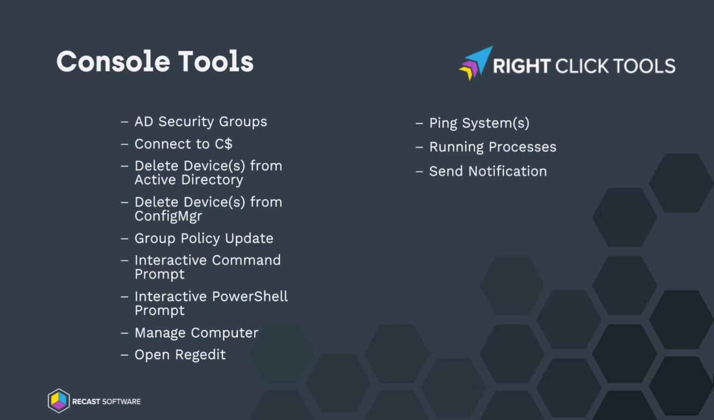Up next is the Send Notification tool. This sends custom notifications to selected devices. Up next is the System Information tool. This displays information about the operating system, hardware, applications, Windows updates, services, drivers, user profiles, local groups, and batteries. This tool's functionality is limited in the Community Edition of Right-Click Tools.